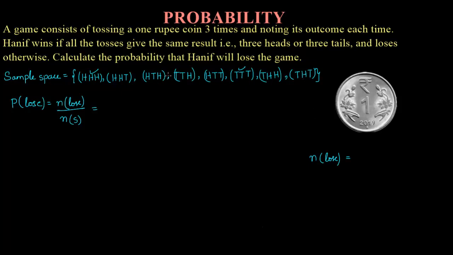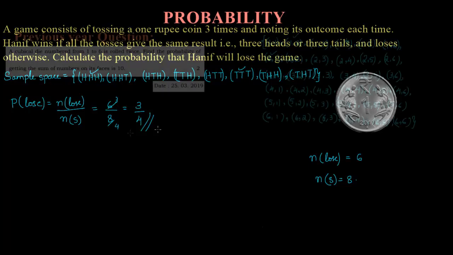So 1, 2, 3, 4, 5, 6. 6 conditions are there. And there are totally how many conditions? It is 8 conditions. So let us substitute 6 by 8. 2 threes are 6, 2 fours are 8. So it is nothing but 3 by 4. So this is the probability of Hanif losing the game.